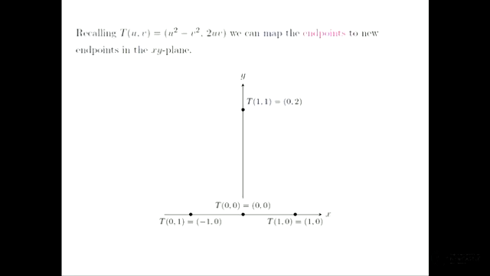Okay, so recalling that our transformation takes (u, v) and maps it to (u squared minus v squared, 2uv), we can map the endpoints to new endpoints. We had the origin in uv. If we put that in here, you get (0, 0). So (0, 0) maps to (0, 0). If you took the point (1, 1), the northeast endpoint of that square, you get 1 minus 1 is 0, and 2 times 1 times 1 is 2. If you put in (1, 0), you get 1 minus 0 and 2 times 1 times 0, which is 0. And if you plug in (0, 1), you get 0 minus 1 and 0. So these are where the endpoints of the square move to under that transformation.